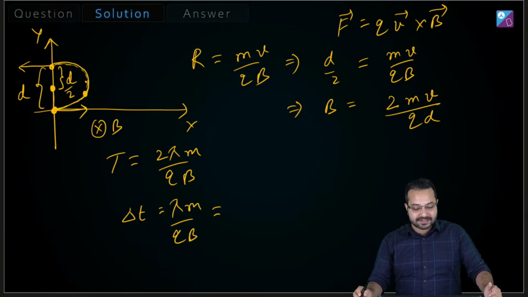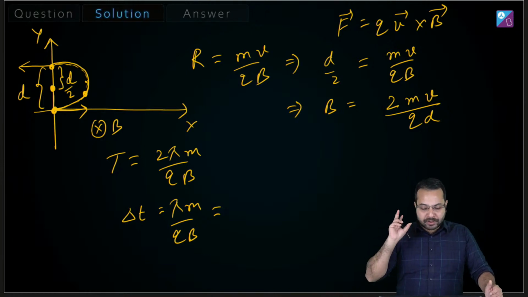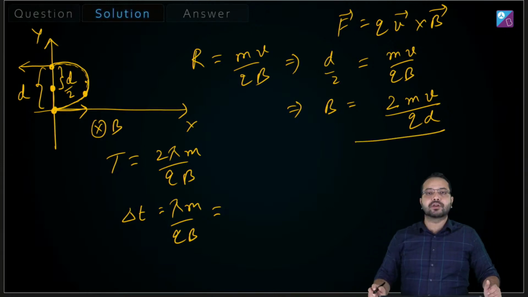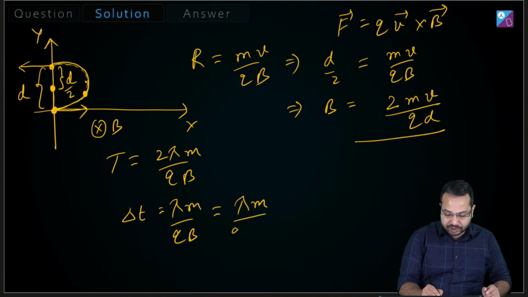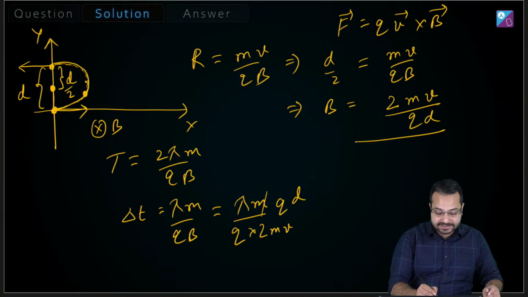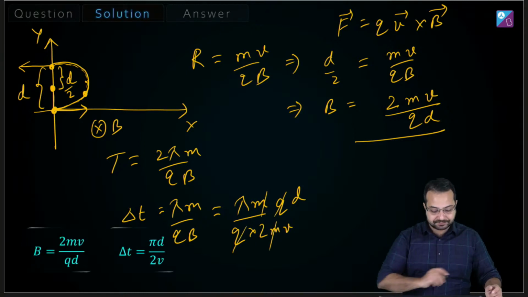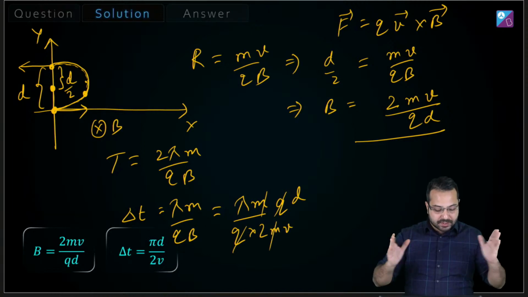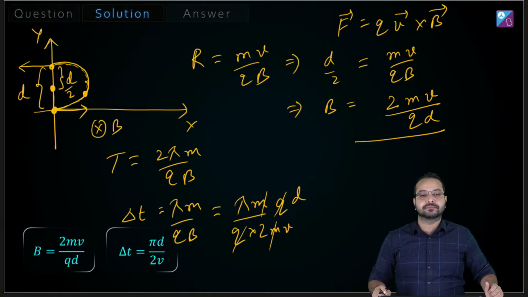But we have to give the answer in terms of the things which are given. We don't have B, but we have calculated B over here, so we're going to make a substitution. So this becomes pi m upon q, and for B I'm going to substitute 2mv upon qd, and q and d are going to go upstairs. This m gets cancelled, this q gets cancelled. So what do I have? I have these answers. B is equal to 2mv upon qd and delta t is equal to pi d upon 2v. Is that correct?